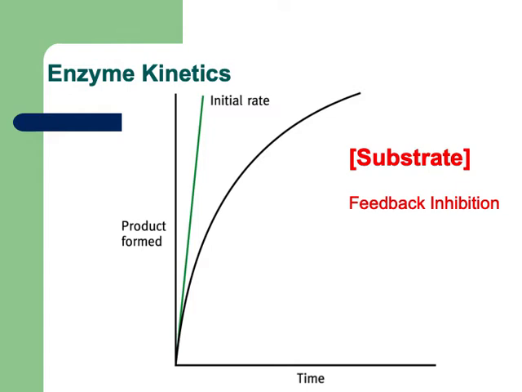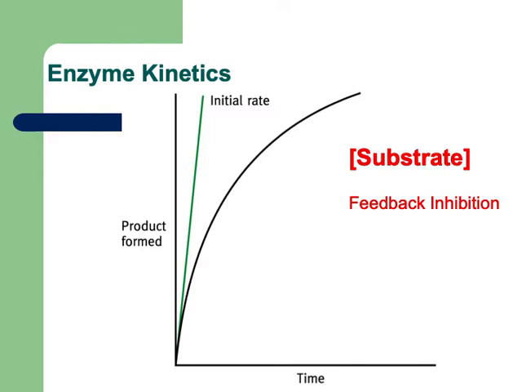As you can see, the green line shows the initial rate of a reaction. And as you can see, it is very, very fast. We have a lot of product formed in a short period of time. This is because we have lots of substrate available within the cell, lots of substrate to interact, and therefore the product is formed really, really quickly.